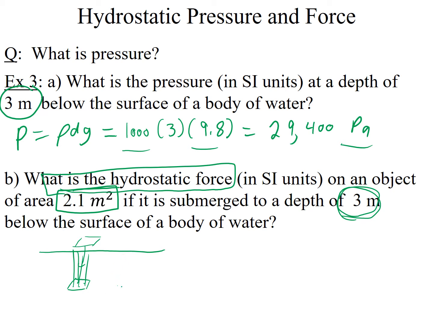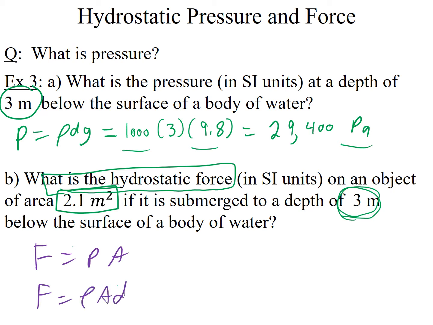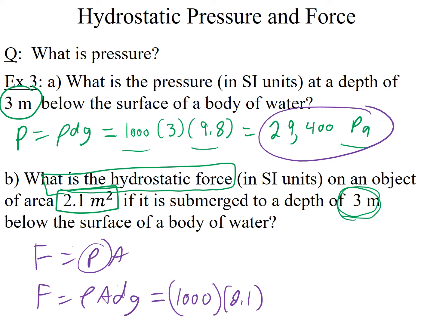To find the force, you just multiply the pressure times the area. Remember, force is pressure times area. So you can use the formula force equals pressure times area, or you can use the formula force equals rho AdG, the way we had it on the other slide. Either way, let me just use the bottom one. If you use the top one, the pressure you put in is this. Otherwise, from the numbers they gave you, use the bottom one. So it's 1,000. The area they're giving you is 2.1 square meters. Depth is 3. 9.8 for g. Multiply those, and you get 61,740, and the force units are newtons.